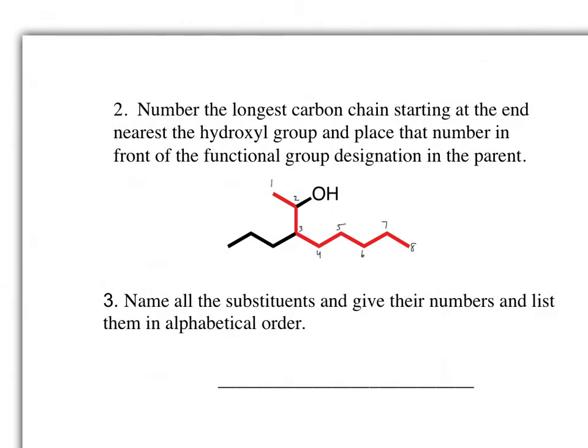Then we're going to do pretty much what's consistent. We're going to name all the substituents and give their numbers, list them in alphabetical order. That's all standard stuff. So this one, the only thing we have to worry about is that propyl group that is at number 3 right there. So I think we are ready to go. This will be 3-propyl, and then it's 8 carbons, so octan. It's octanol, but I have to tell you where the OH is, so it's octan-2-ol. It is very straightforward nomenclature.